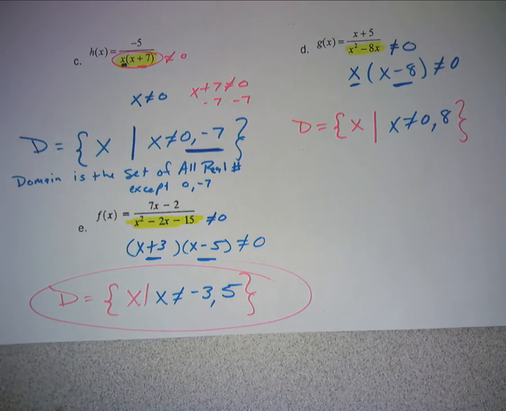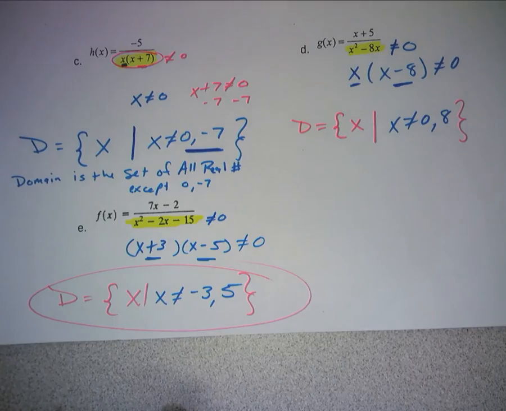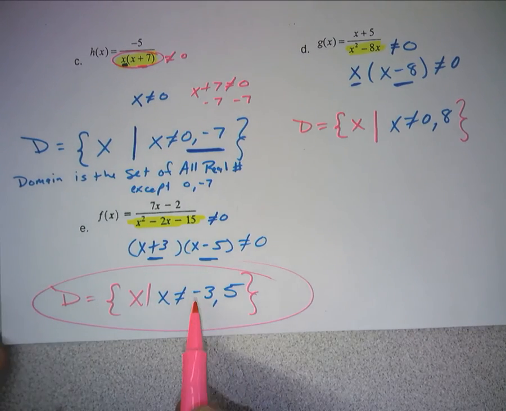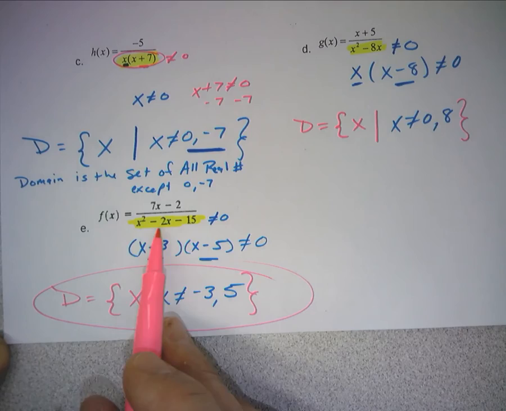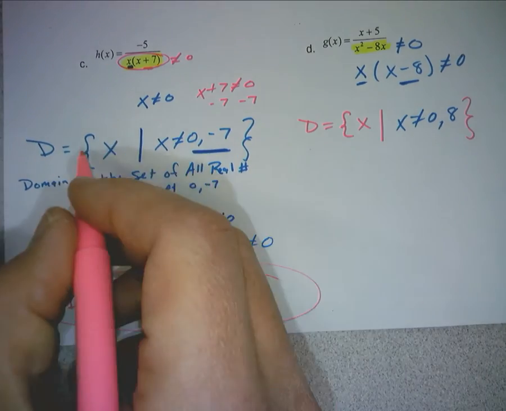Okay, so I get a domain as all reals except negative 3 and 5. It can be anything. It could be 4, it could be 5, negative 7, it could be 10, it could be 0. But if it's negative 3 or 5, when I plug those in here or here, it makes it undefined. And that's our goal. We're trying to figure that out.